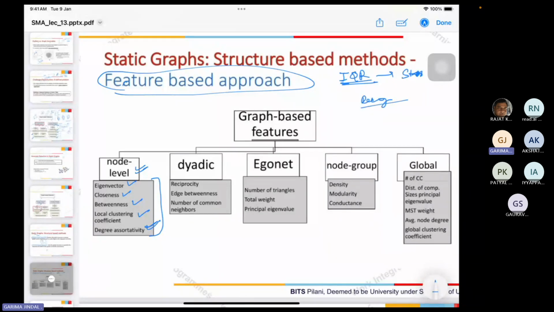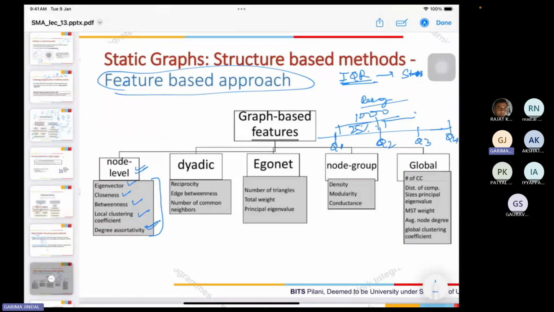So maybe I identified degree values. Maybe there are 1,000 points. I will divide these 1,000 points into quartile ranges. So this is Q1, Q2, Q3, and Q4. This is the range where 25% of my data resides.